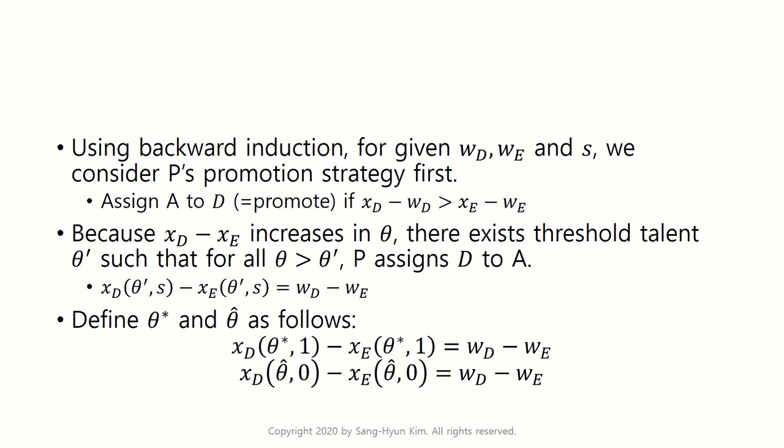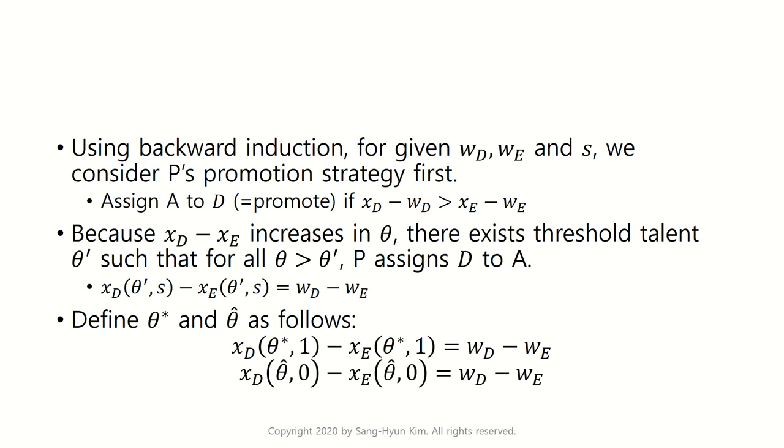Okay, and more specifically, for each level of skill, let's consider these two different levels of theta, theta star and theta hat. So theta star is the threshold level when the skill level is 1.